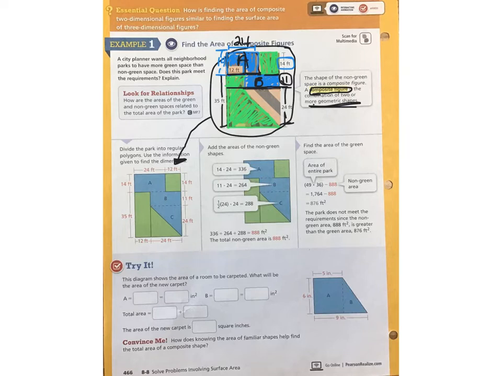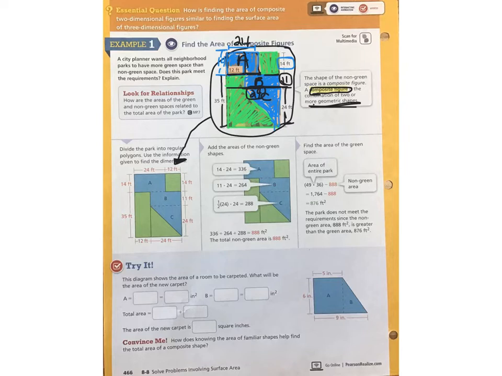And then last, you have triangle C that they've split this into. That's this piece right here. And triangle C has dimensions of 24 feet across, and then this is also 24, the side that it shares with rectangle B.